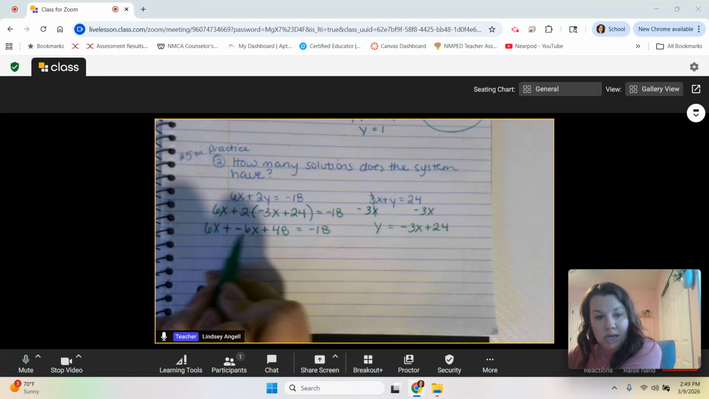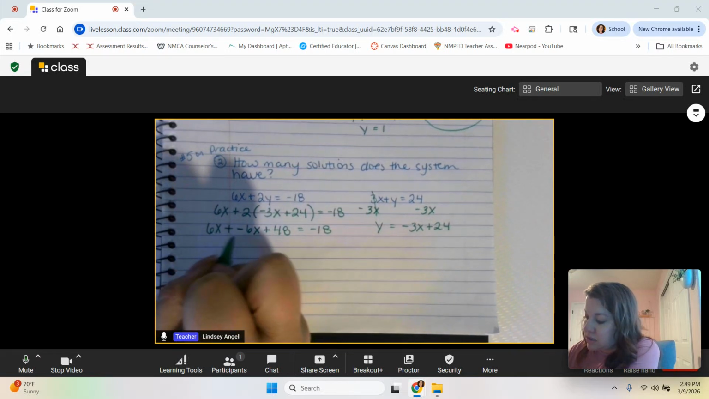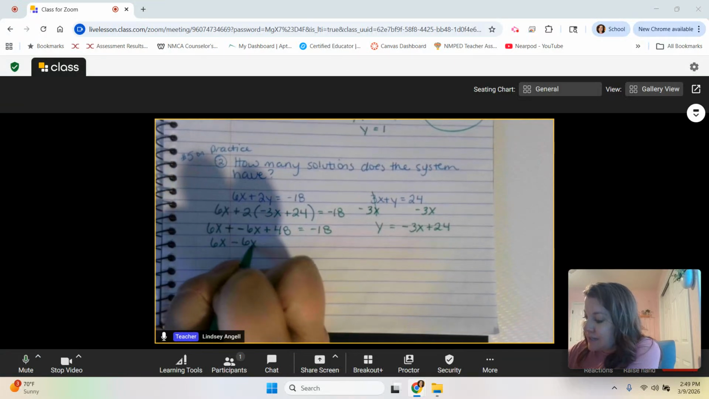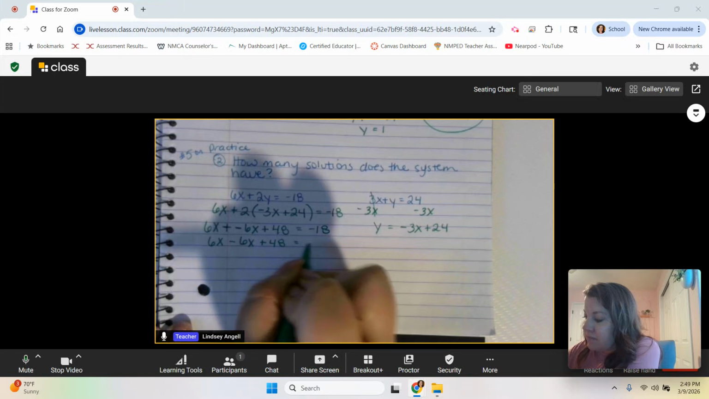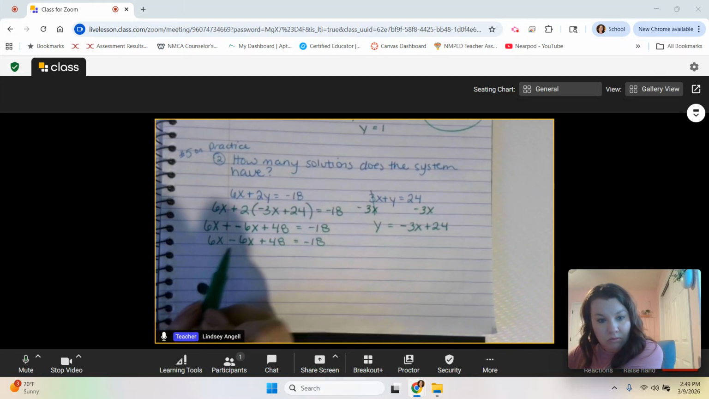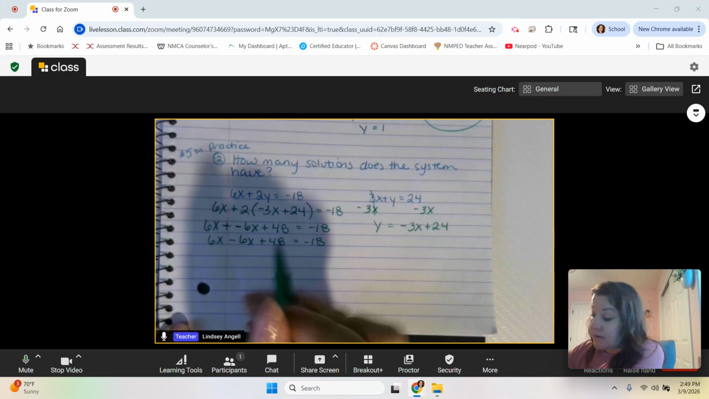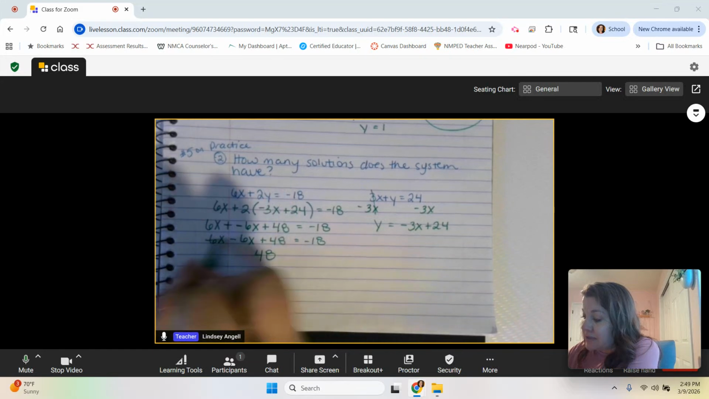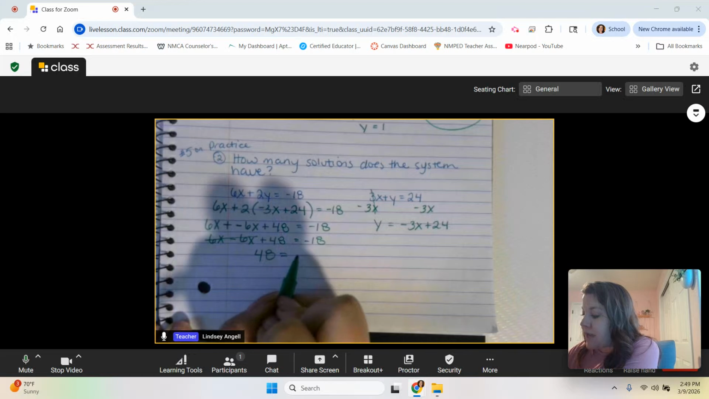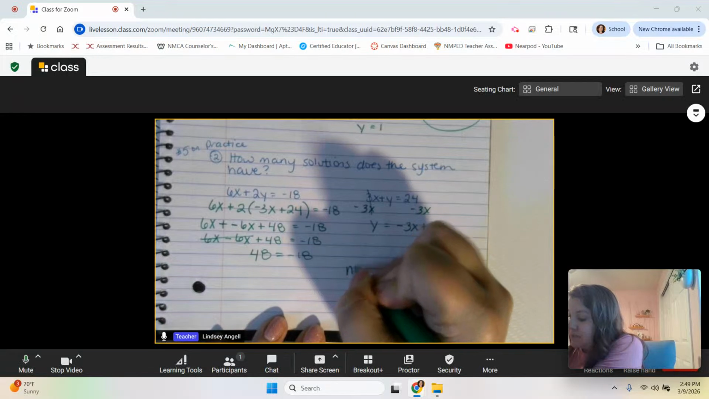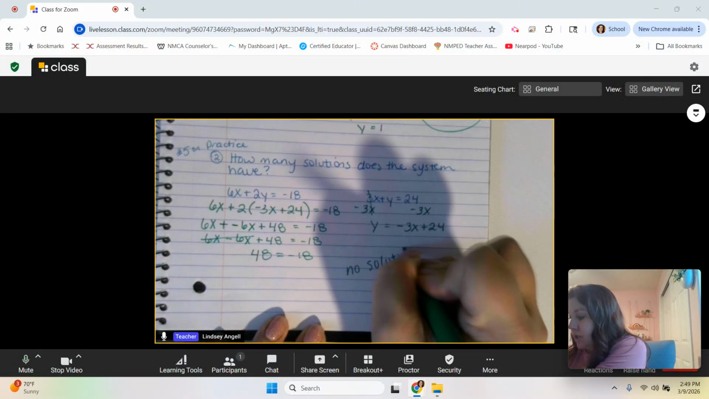Whenever you have an addition and a negative symbol right next to each other, the negative overrides, or it means to subtract. So we've got 6x minus 6x plus 48 equals negative 18. Well, 6x minus 6x equals 0, so those cancel. This simplifies to 48 equals negative 18. Well, that's never true. 48 never equals negative 18. So because I could not get it down to one solution, that tells me that there is no solution.